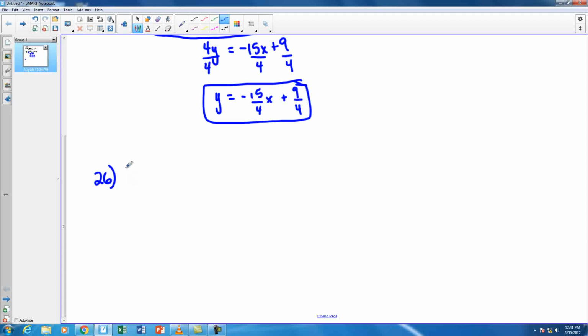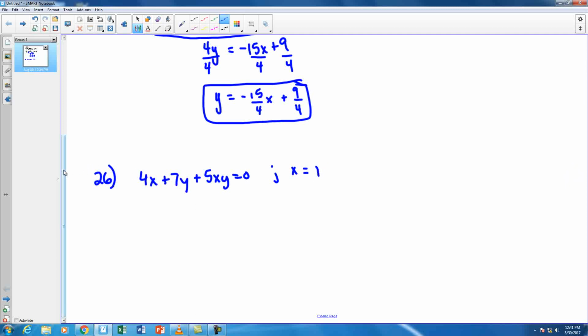So 4x plus 7y plus 5xy equals 0. And then they tell us that x equals 1.